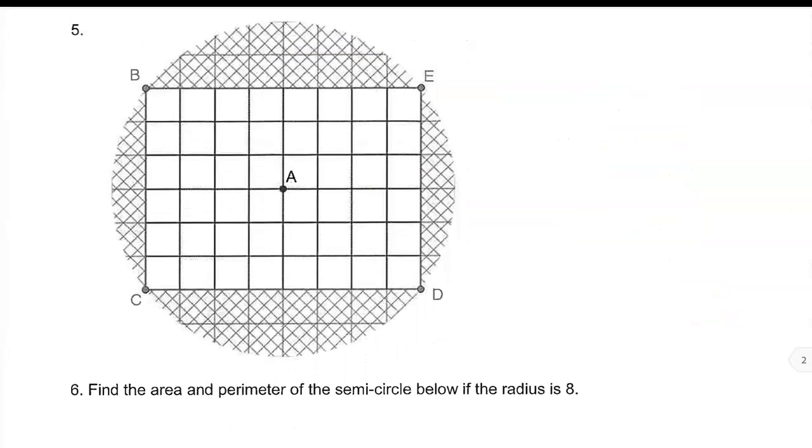Number 5. We have the same thing happening here. There are 2 shapes. The outer shape is the circle. The inner shape is a rectangle. I would like you to pause the video and set this up and work it out. Then turn the video back on to check your answer.